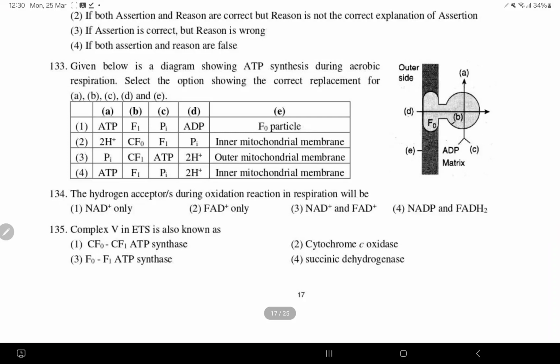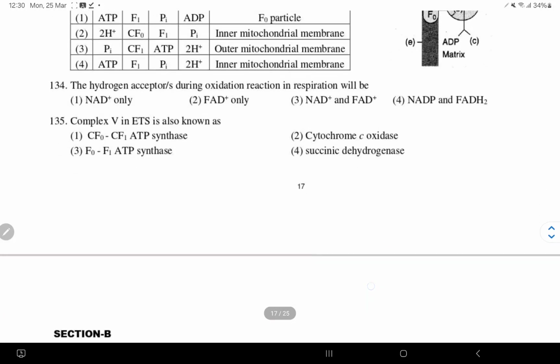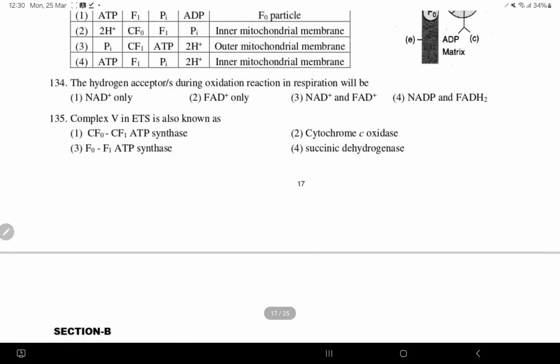133. A is ATP. B is F1. C is Pi. D is 2 protons. And E is inner mitochondrial membrane. Option 4. The hydrogen acceptor during the oxidation reaction of respiration will be NAD plus and FAD plus.